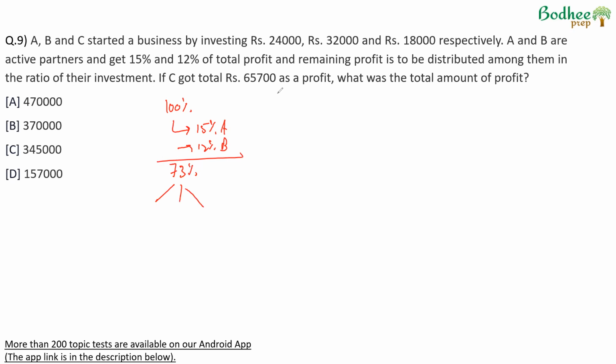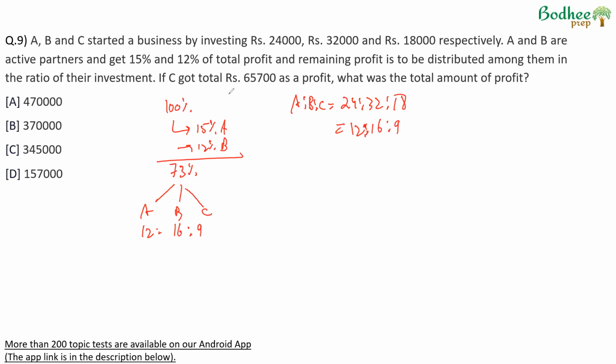Investments are in the ratio ABC investment 24,000 is to 32,000 is to 18,000, divide by 1,000 first of all, then divide by 2. 12 is to 16 is to 9. This is the ratio of the investment, ABC.